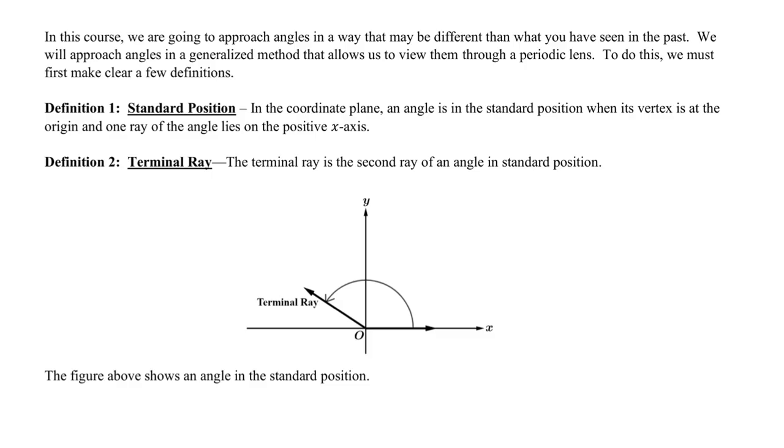The terminal ray is the other ray that makes up the angle, and that could end up anywhere. And if you remember our quadrants, we've got 1, 2, 3, and 4. Okay?